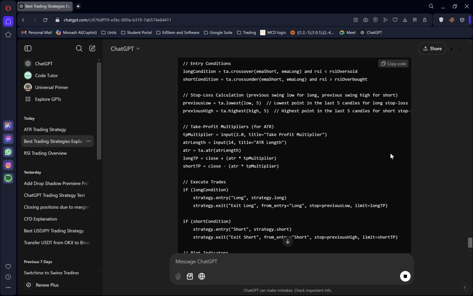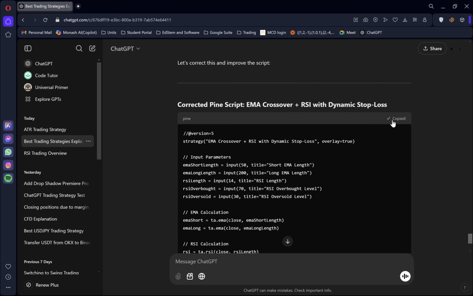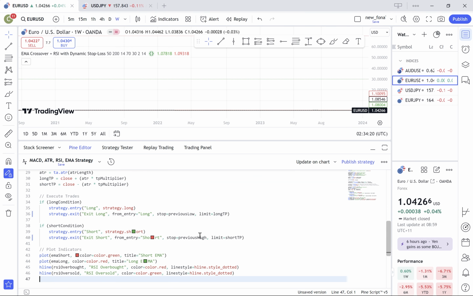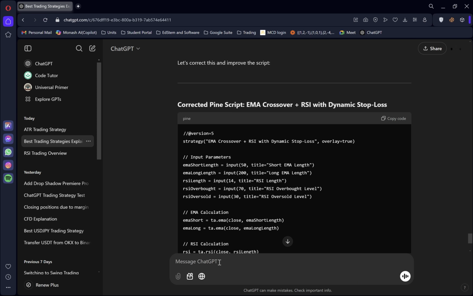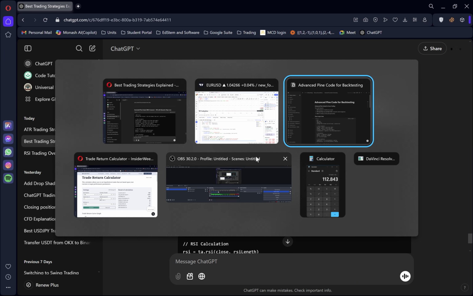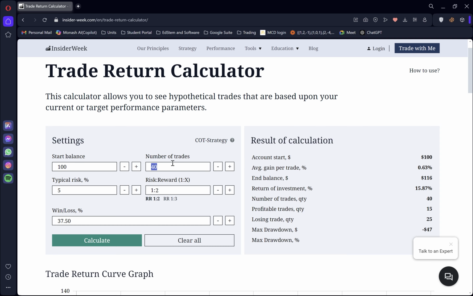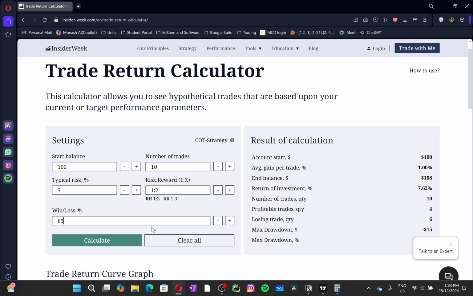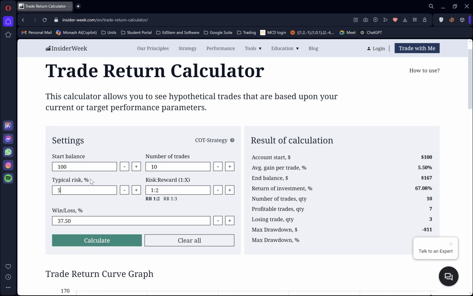Let's see if this works. Right, so let's say I'm taking only 10 trades. Calculate it. Okay, it's still $8 profit. If I have a win to loss percentage of about 60, it's going to give me much more, obviously.